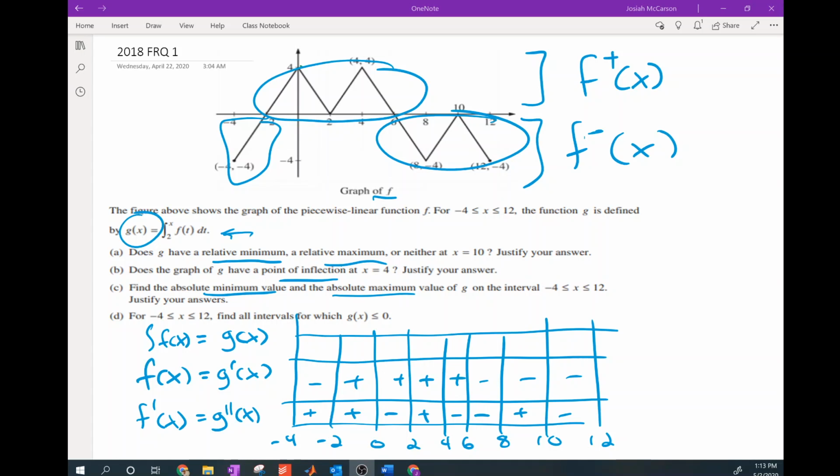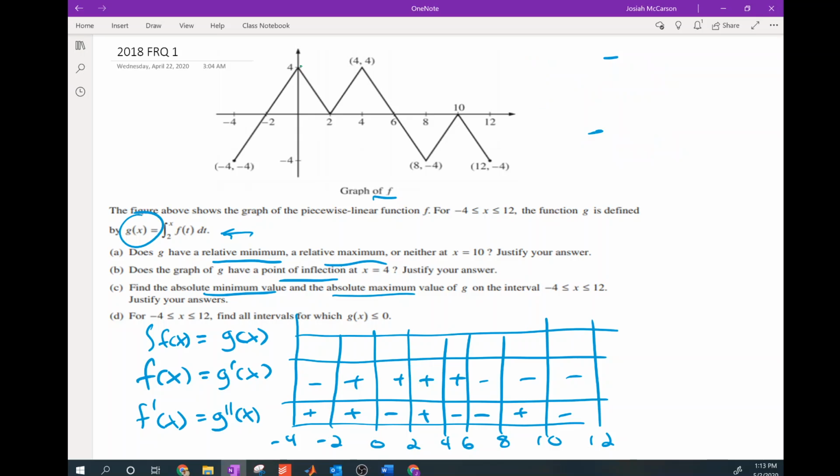So let's see if this will help us answer their specific questions. And it will, because that's why we did this. So question A, does g have a relative minimum, a relative maximum, or neither at x equals 10? Justify your answer. Well, if we're looking for a minimum and a maximum, we're going to want where g prime of x equals 0. So that means we're looking at g prime. When it's equal to 0, it's a switch from negative to positive. So we're going to look at 10.